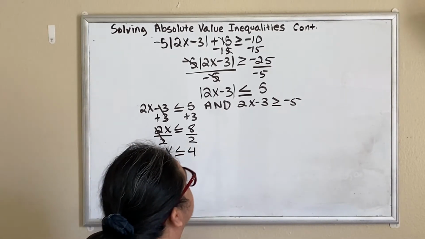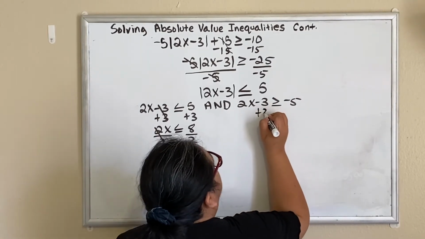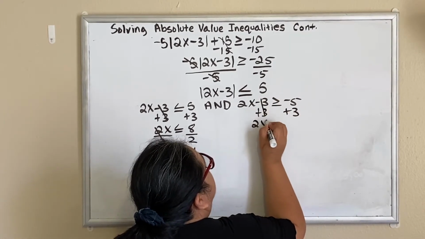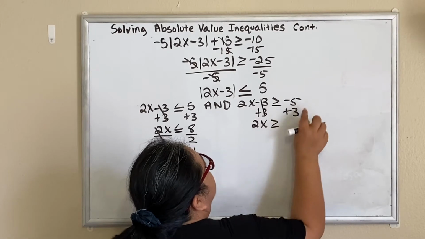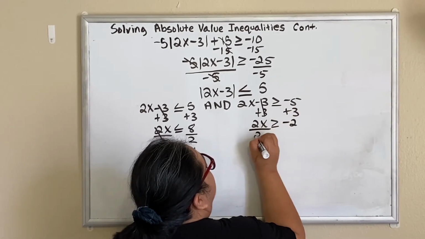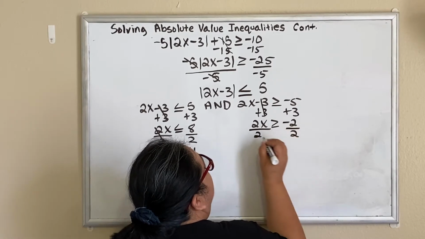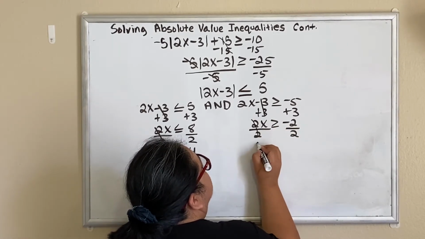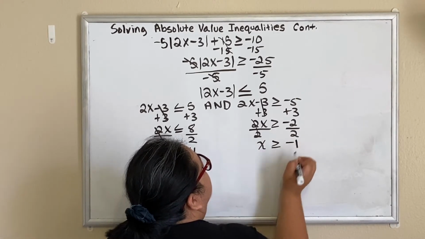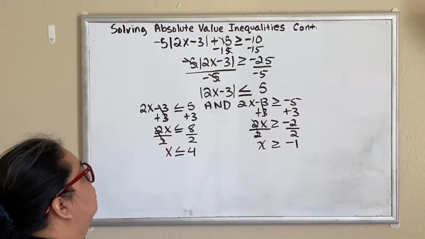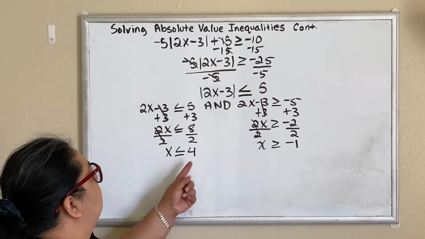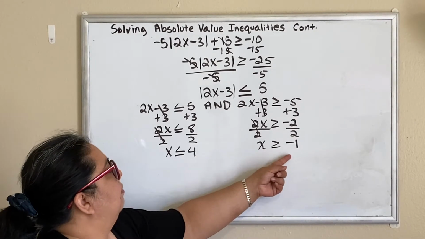On the other side, we're going to solve again. So we're going to add 3 to both sides. And we get 2x is greater than or equal to negative 5 plus 3, which is negative 2. We're going to divide by 2 on both sides, eliminating the 2. We're going to get x is greater than or equal to negative 1. So my two critical values are 4 and negative 1.